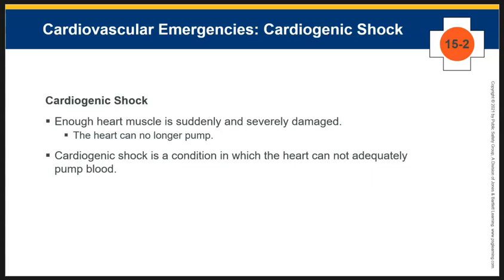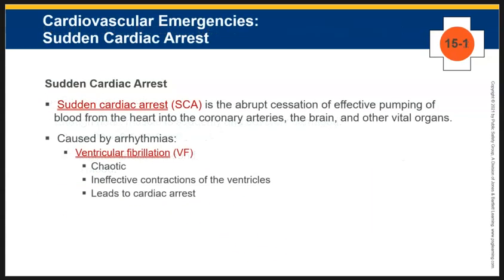Now, if enough heart muscle is suddenly and severely damaged, the patient may go into a form of cardiogenic shock. Shock is always due to a problem with pump, pipes, or fluid. In the case of some of those pipes, for example, it may be something external, such as anaphylaxis causing it. A pump problem is specifically right here, cardiogenic shock. The heart is inadequately pumping blood, and that may lead to a sudden cardiac arrest.